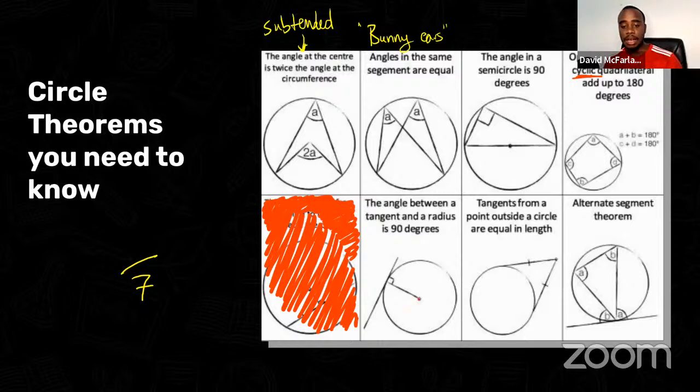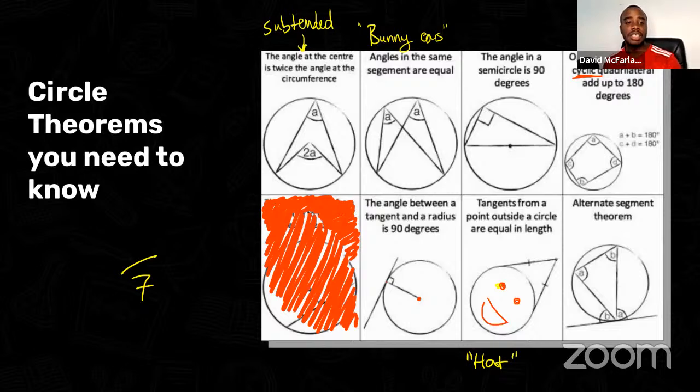Where it's just saying that once you have a radius meeting a tangent at a point, it's going to form a 90-degree angle. Tangents from a point outside a circle are equal in length. In other words, this is known as the hat theorem, because you kind of see it looks like a hat. Yeah, something like that. So that's one.